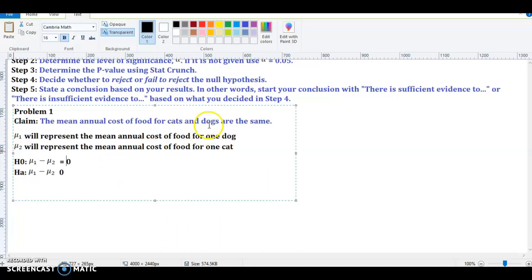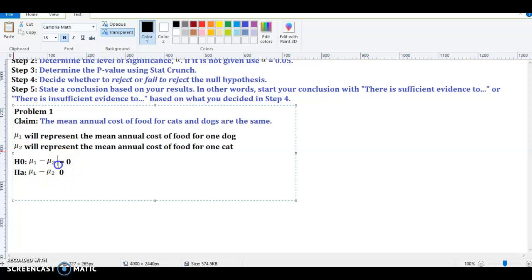If the claim says that the two population parameters in question are the same or equal, you're going to put an equal to symbol in the null hypothesis. But if you had seen the words either less than, greater than, or not equal to, put the appropriate symbol in the alternative hypothesis.